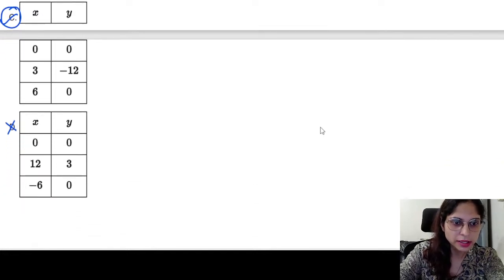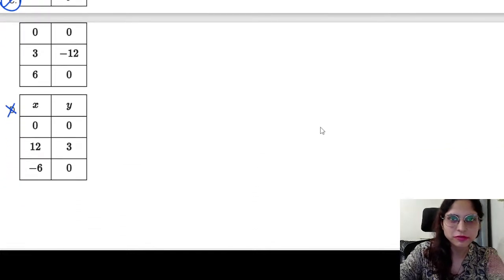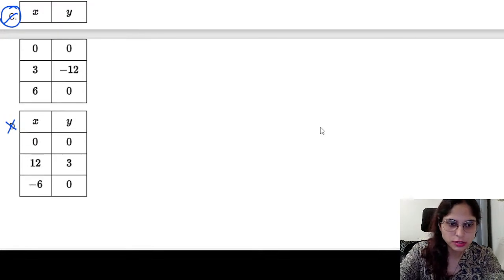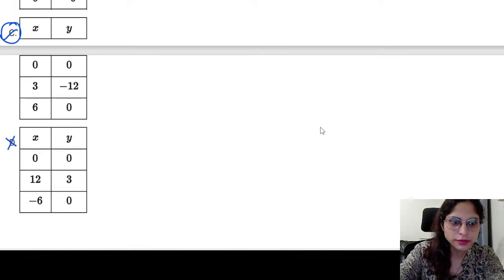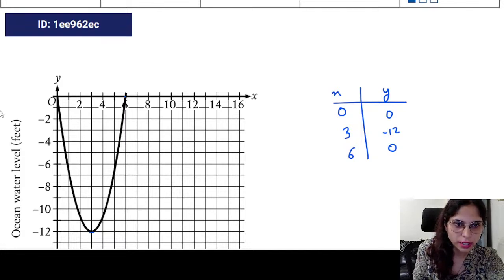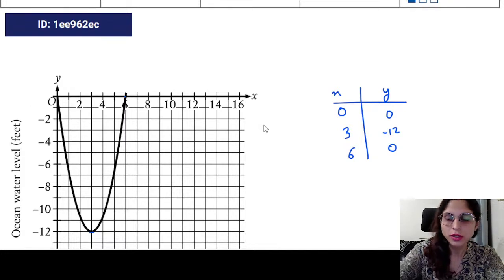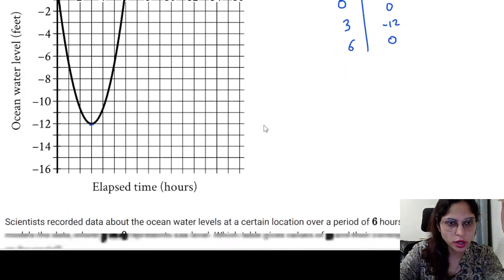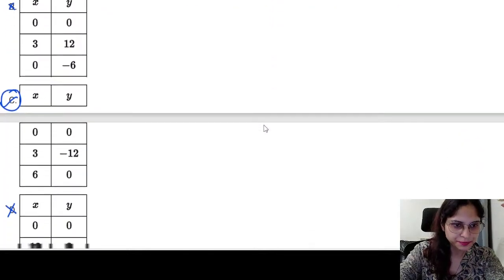option is selected. In option D, at 0 it is 0, at 12 there is no 12 and -6 in the graph. You can go and check, because it is only given for 6 hours. So at 12 nothing is there, it's just 0, and there are no negative values, so option D is tossed out. Okay, so the correct option is option C.